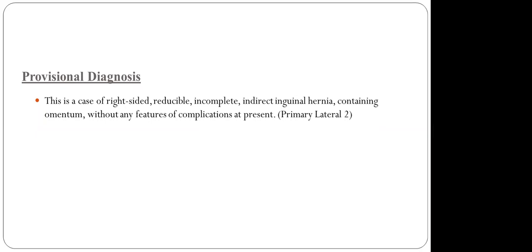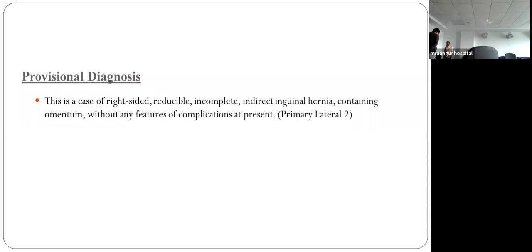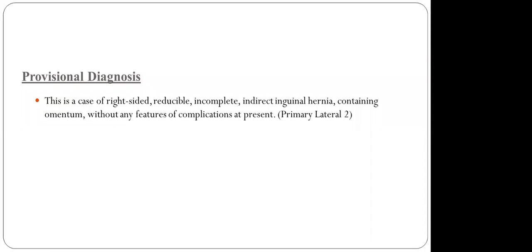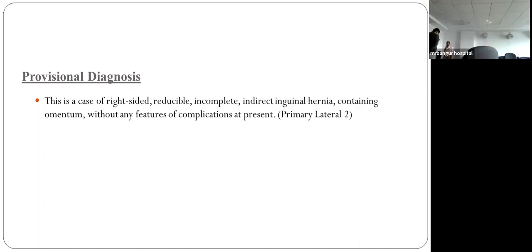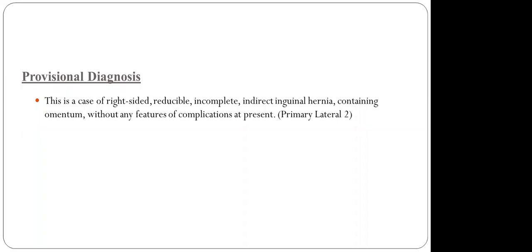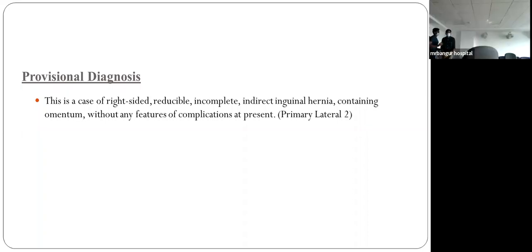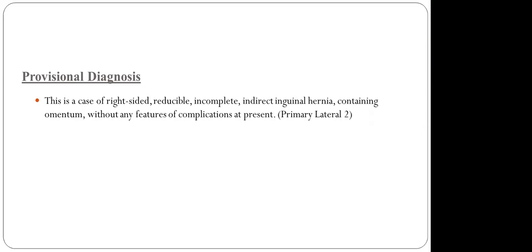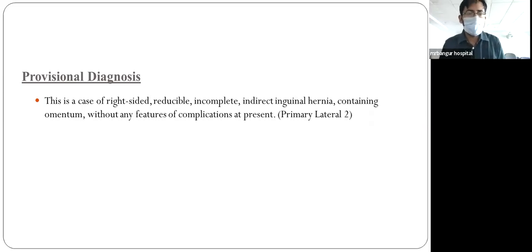Then what is your diagnosis finally? Sir, my diagnosis is that this is a 68-year-old gentleman with a case of a right-sided, reducible, incomplete, indirect inguinal hernia containing omentum without any features of complications at present, which I classify as a primary lateral 2.